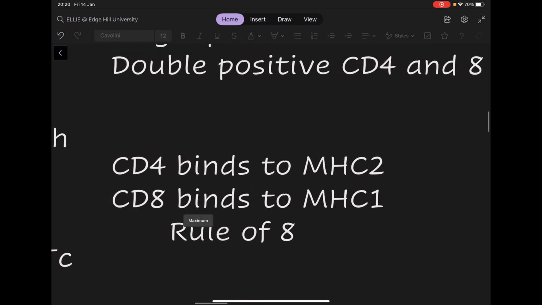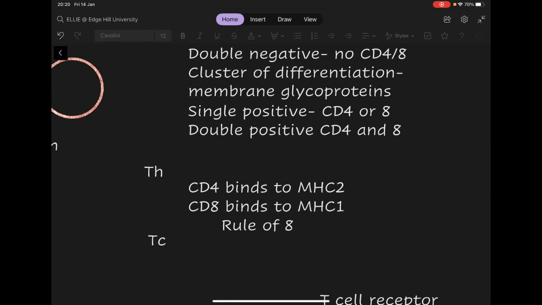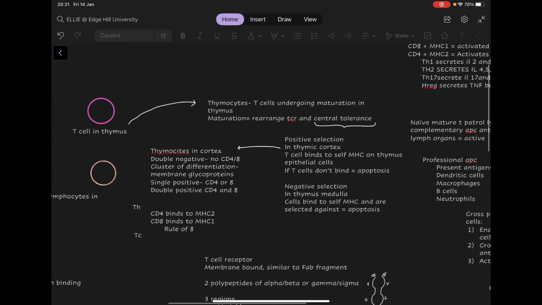A good way to remember which binds to which is the rule of 8. Your CD4 binds to your MHC2, because 4 times 2 equals 8. Your CD8 binds to an MHC1, because 8 times 1 equals 8. The rule of 8. There you go, a little bit of help there for complications.